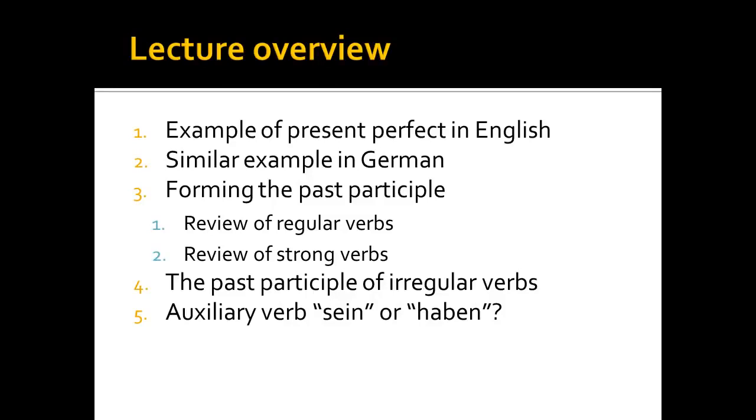So what we'll do today is we'll look at how to form the past participle of irregular verbs once we do a review of both regular and strong verbs. Now, finally, once we're done with all of that, we'll conclude our lecture with a discussion of when to use the auxiliary verb sein and when to use the auxiliary verb haben when forming the present perfect tense.